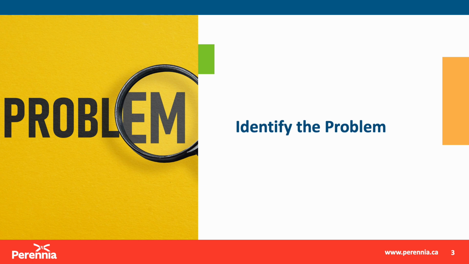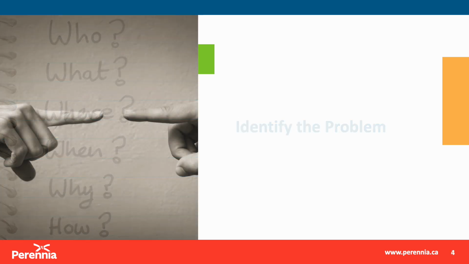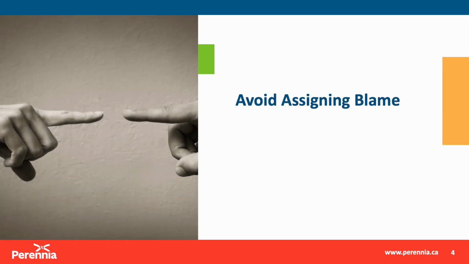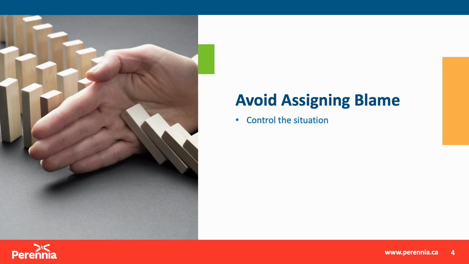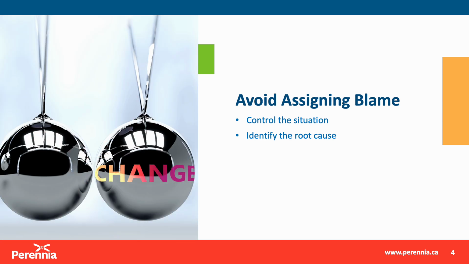First, we must look at the whole picture. Investigate using the 5 W's and how: who, what, when, where, why, and how. Determine if product was affected and if food safety has been compromised. Avoid assigning blame. Your first priority is to get the situation under control and identify the root cause. If necessary, addressing behaviors and providing coaching can be focused on later.